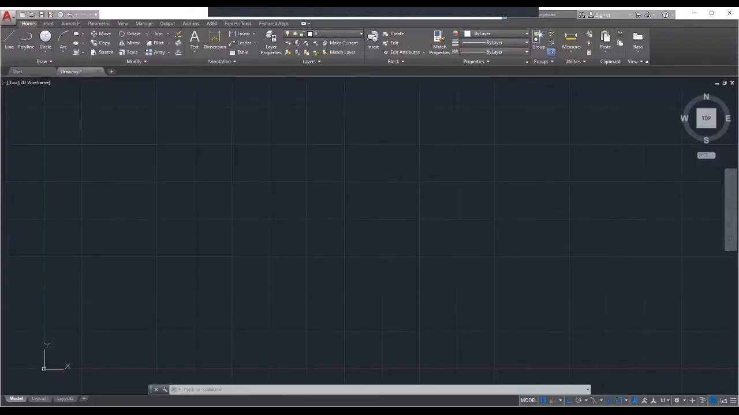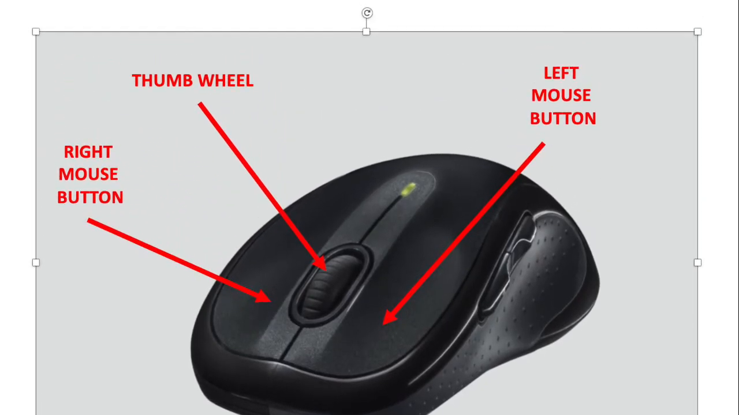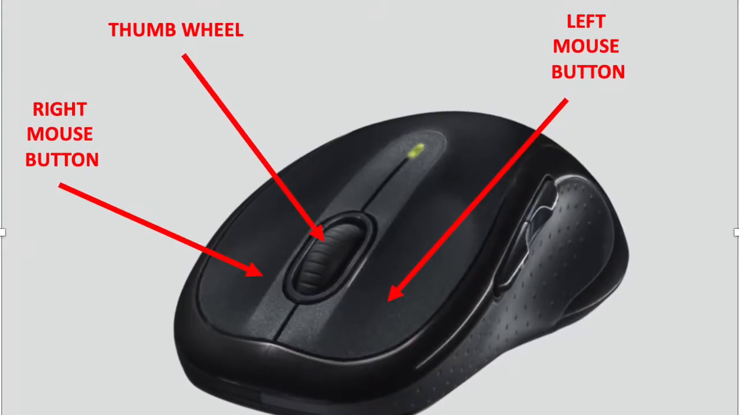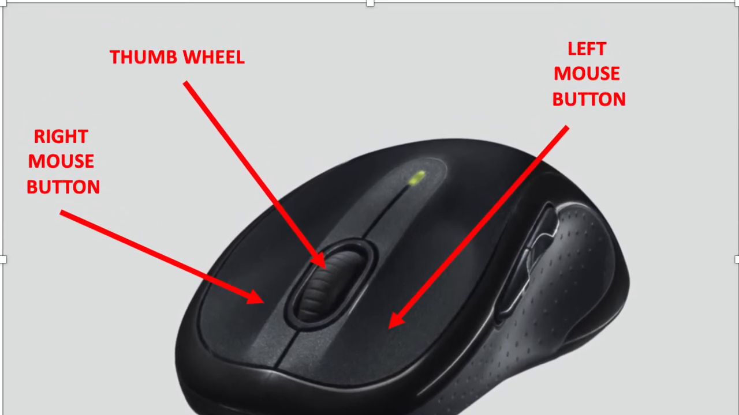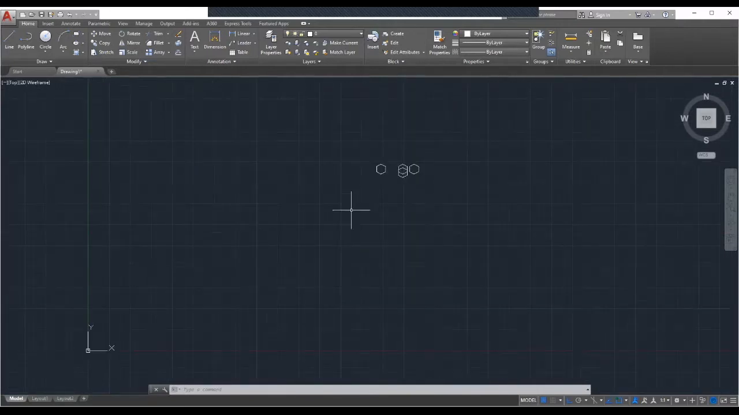So you really need a mouse to properly do AutoCAD. And your mouse should have a left button, a right button, and somewhere in the middle of that, it would be your thumb wheel. So the first part of the checklist is rotate the thumb wheel in and out. And by doing so, you can zoom in or zoom out from your drawing area. So I am moving my thumb wheel in and out. That is the first step in the checklist.